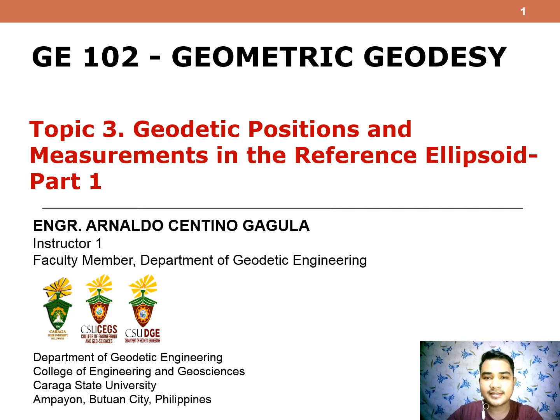Welcome back, students. We are now down to topic 3 of this course, GE 102 Geometric Geodesy. Topic 3 consists of two parts, no? And in this video lecture, we are going to discuss part 1 of topic 3, which is all about geodetic positions and measurements in the reference ellipsoids.